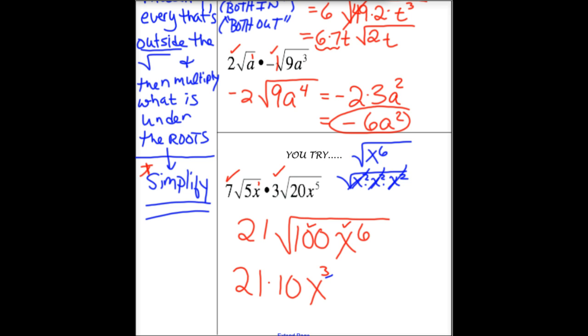So 3 of them pop out. You really just need to divide it by 2. How many 2's are in there? So nothing's staying under the root again. I end up with a 210x cubed. Raise your hand if you had that one right. Hopefully it's all of you.